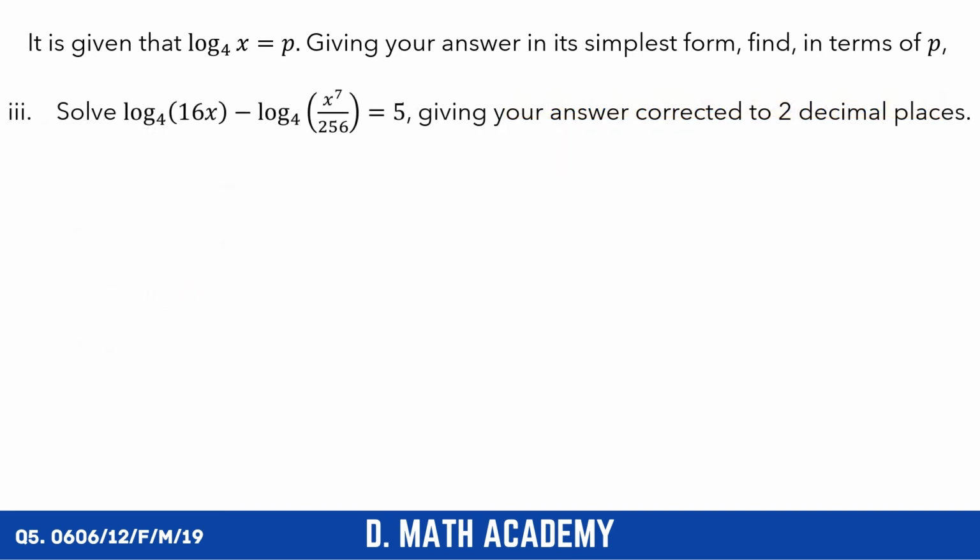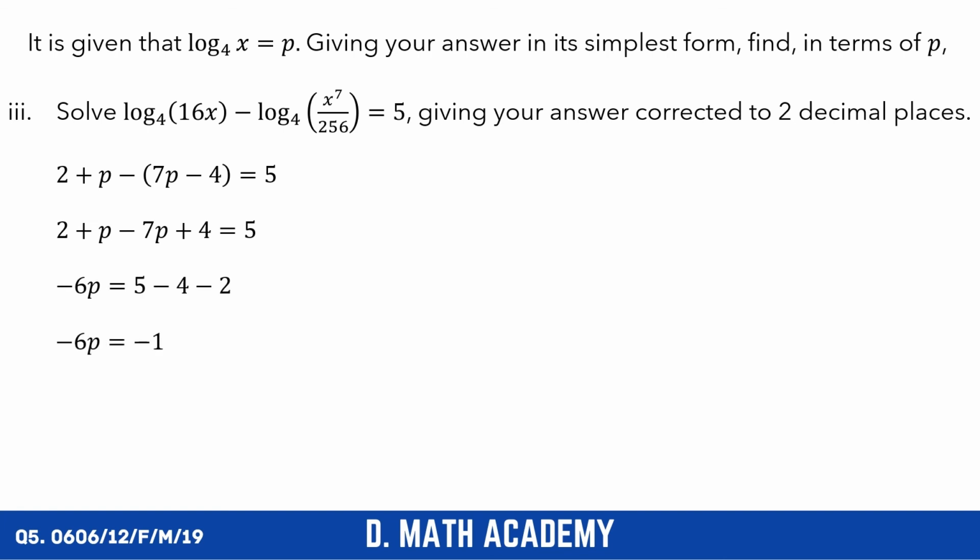And in part 3 of this question, you are required to utilize what you have gotten earlier. So I bring in the 2 plus p and our 7p minus 4. Remember, their relationship is minus, so put down bracket accordingly so that you don't fall for the trap. So equals to 5. After I run the calculation, I got negative 6p equals to negative 1. P equals to 1 over 6.